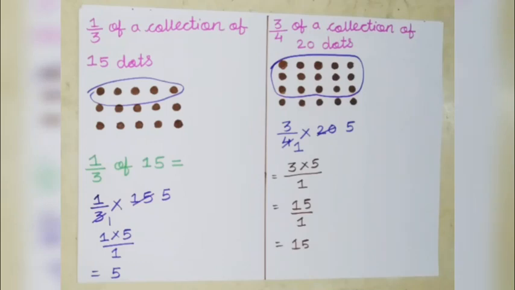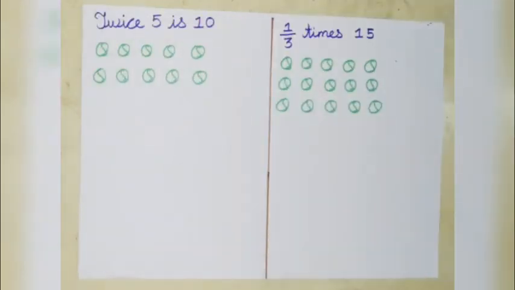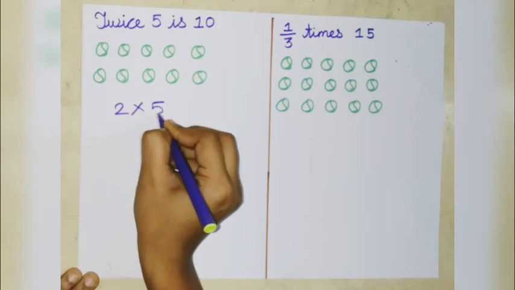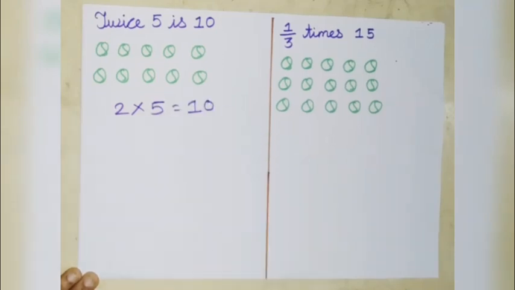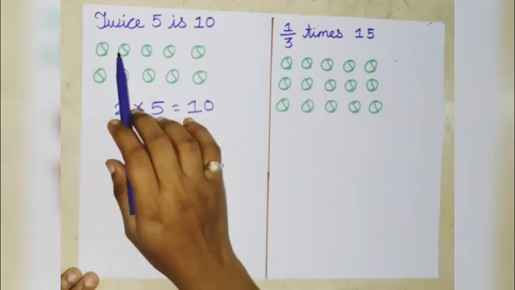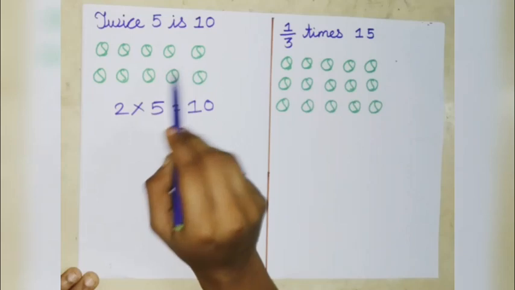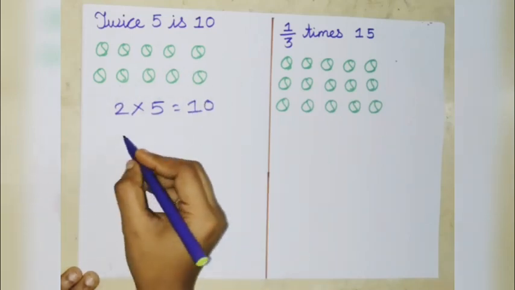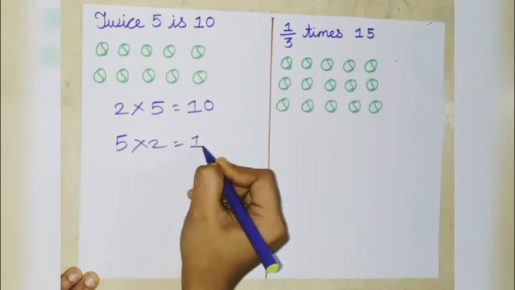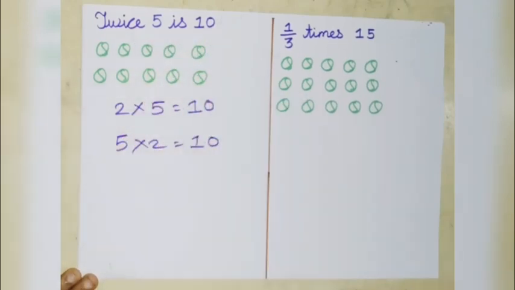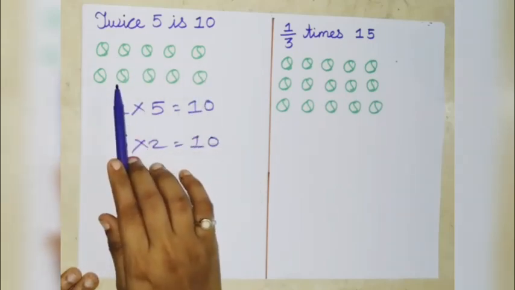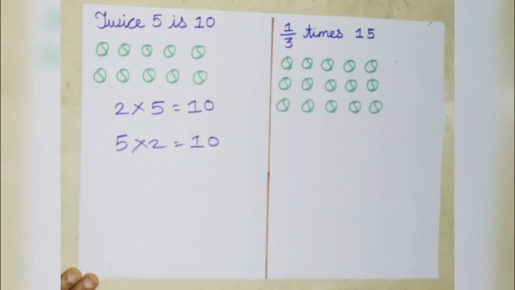Okay, students, it means we can find the fraction of a collection also. Twice 5 is 10. Children, what do you mean by twice? Twice means 2. Means 2 into 5 is 10. 2 5s are 10. Because here we have 2 rows. And in one row, we have 5 balls. So, in the same way, 5 twos are also 10. So, twice 5 is 10. 2 rows are there and in one row, 5 balls are there. So, 2 fives are 10.